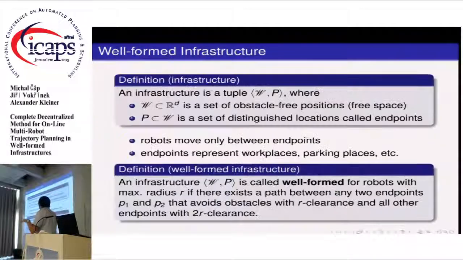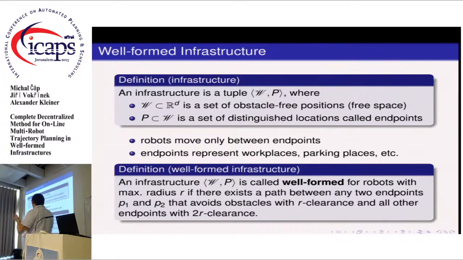A well-formed infrastructure is so at the beginning, during the problem definition, we have seen that we have a map of the environment and a set of endpoints. The endpoints are a set of points that can act as starts and destinations for each robot. And in the real world, you can imagine them as, for example, parking places or some stations next to workstations, or if you model a railroad network, they can be the stations where the train stops. So these are places where the robot may need to stop.